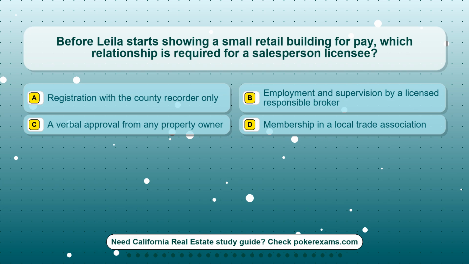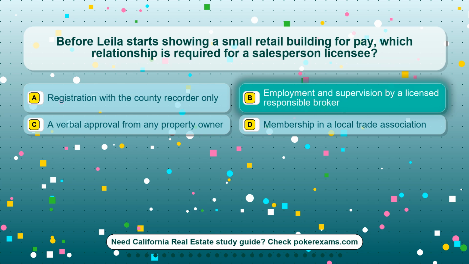Question 1. Before Layla starts showing a small retail building for pay, which relationship is required for a salesperson licensee? Option A, registration with the county recorder only. Option B, employment and supervision by a licensed responsible broker. Option C, a verbal approval from any property owner. Option D, a membership in a local trade association.